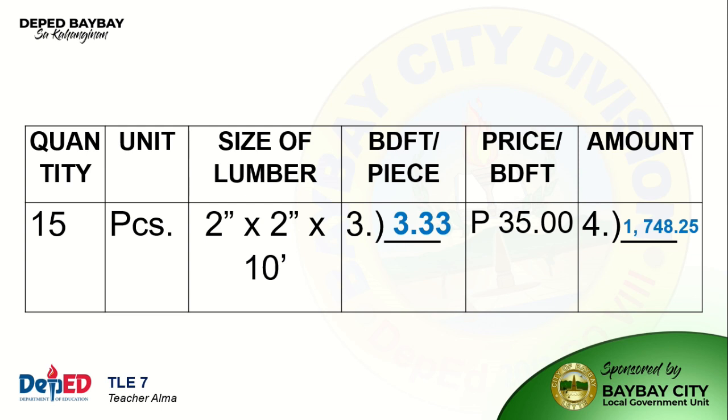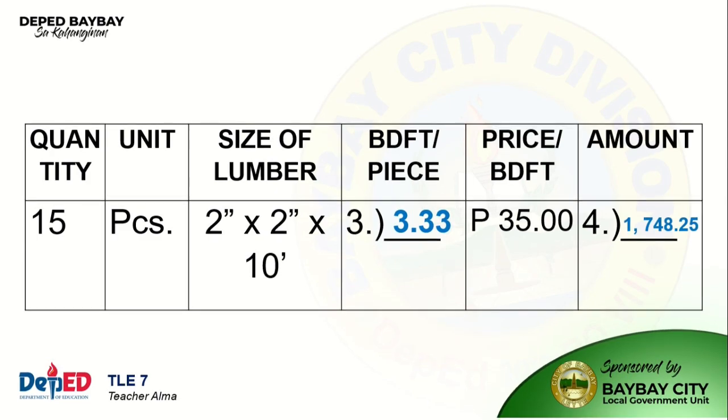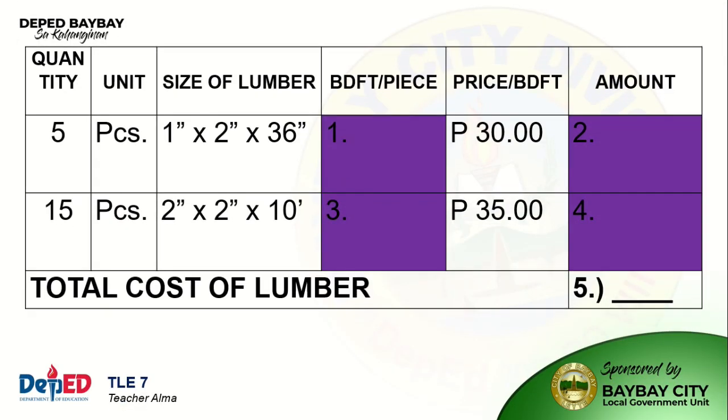So the total cost of lumber for item number 3 and 4 is 1,748 pesos and 25 cents. Now for item number 5, compute the total amount of cost of lumber. So you will have 1 minute to do this item, and your time starts now.